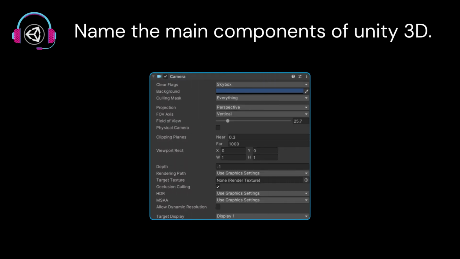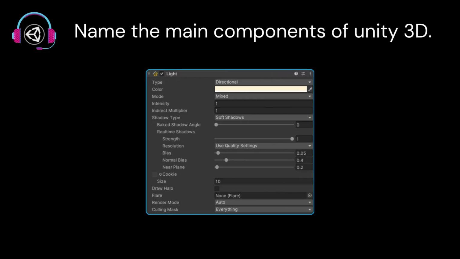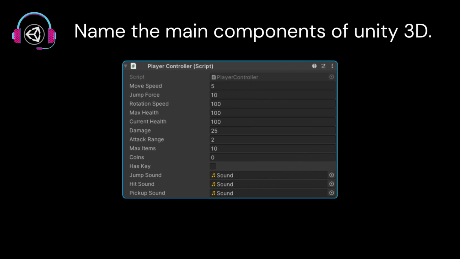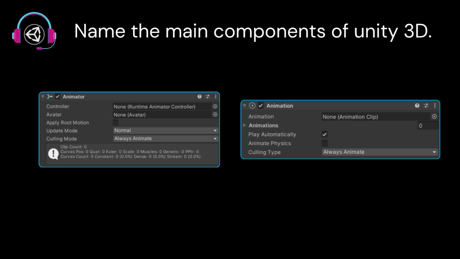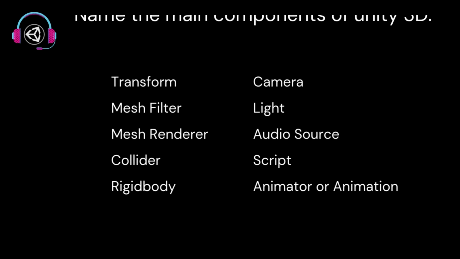Camera captures the view of the scene. Light illuminates the scene, and can be point, directional, or spotlight. Audio source plays sound effects and music. Script is your custom game logic written in C#. Animator or animation controls movement and animation for game objects. These components are the foundation of how Unity builds and interacts with the game object in 3D space.